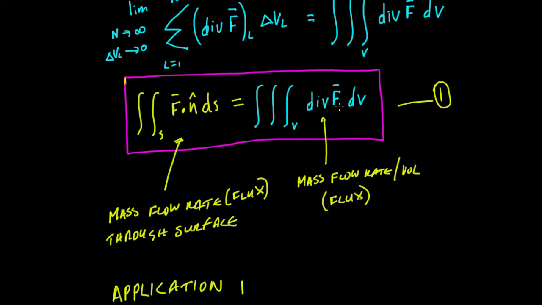And there's a related quantity. The quantity here is the divergence of the field, and here it's the flux in the field. So we could really say that the mass flow rate, or the flux through the surface here, is equal to the mass flow rate per unit volume when we sum up the entire volume. Okay.